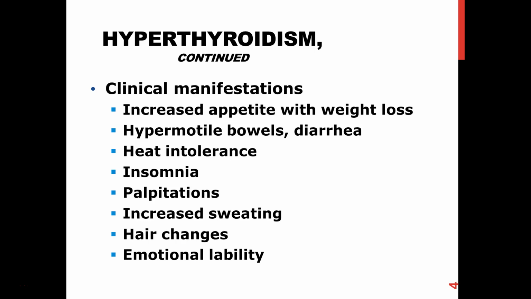It makes sense when you think about what the thyroid does. It's an endocrine gland. We know it sits in the neck. It produces T3, T4, and calcitonin, and when you have an excessive secretion of thyroid hormones, these are the types of manifestations that you will see: increased appetite with weight loss, hypermotility of the bowels, diarrhea, heat intolerance, insomnia, palpitations, increased sweating, hair changes, and emotional lability.